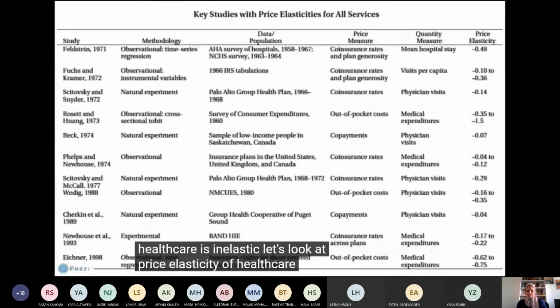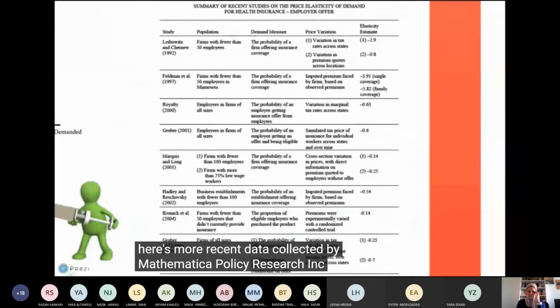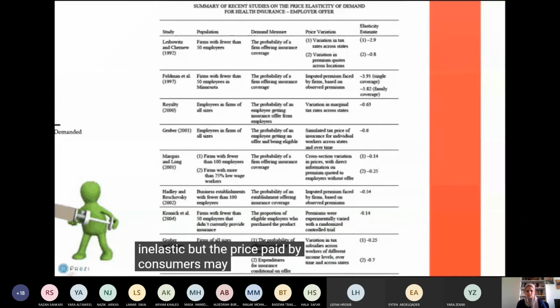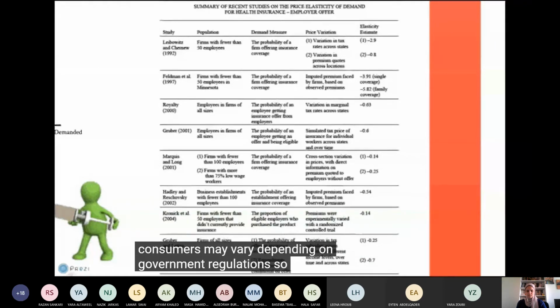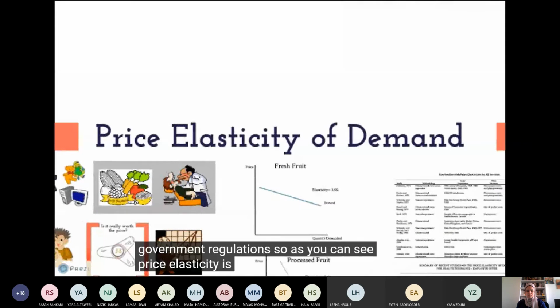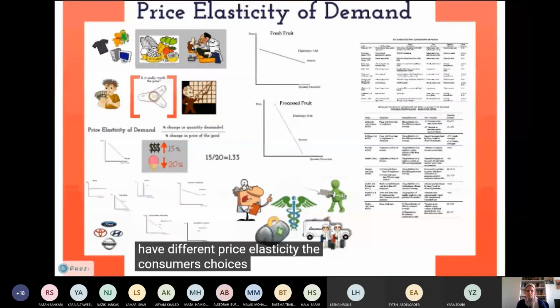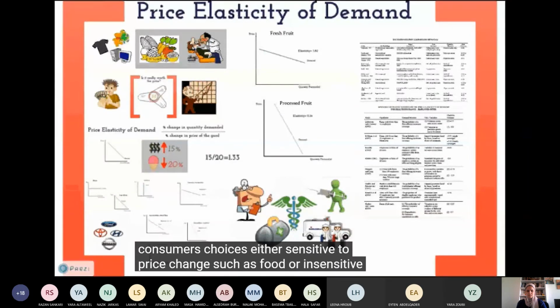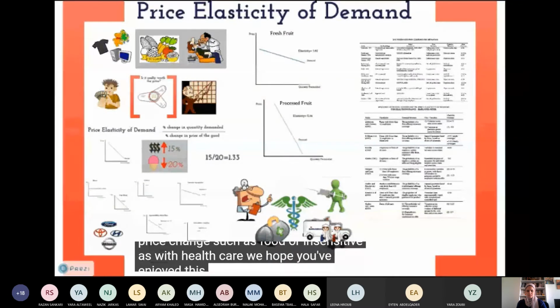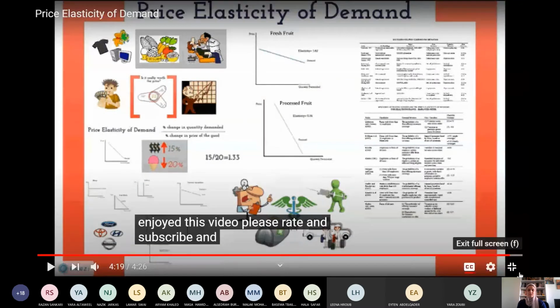Let's look at price elasticity of healthcare services. This information was compiled by the National Defense Research Institute. And here's more recent data collected by Mathematica Policy Research, Inc. As you can see, healthcare is consistently inelastic. Healthcare everywhere is inelastic, but the price paid by consumers may vary depending on government regulations. So, as we can see, price elasticity is an important measure of demand, and different goods have different price elasticity. The consumer's choice is either sensitive to price change, such as food, or insensitive, as with healthcare.